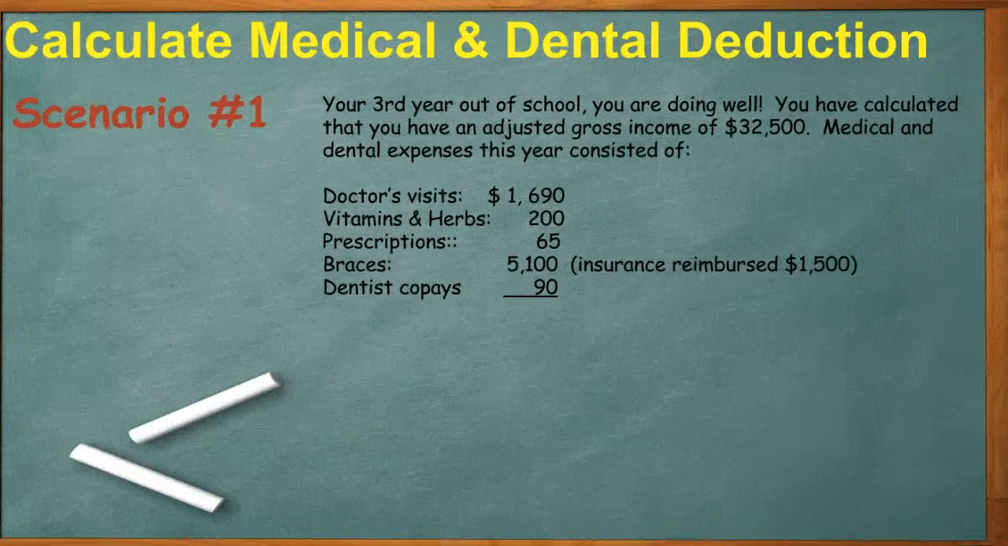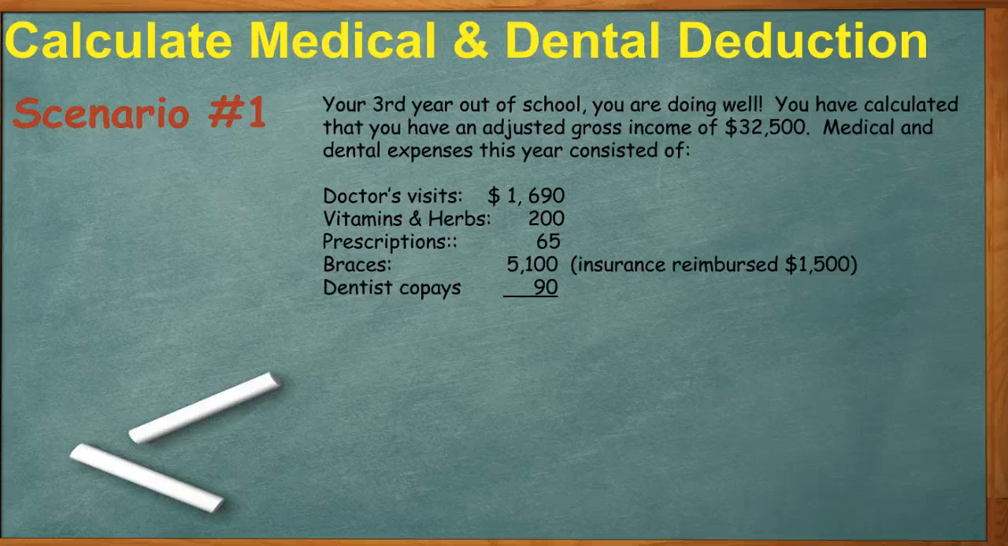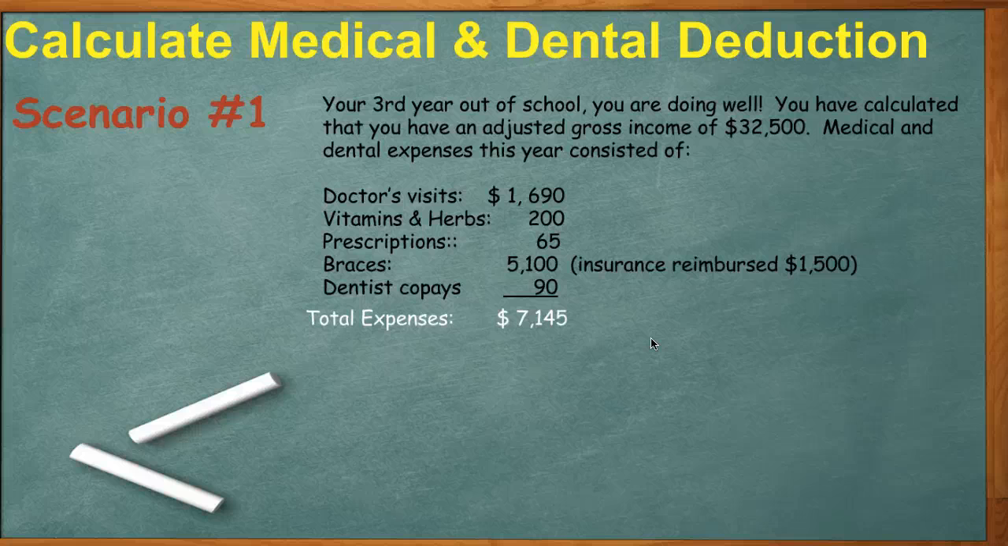Let's try a scenario to calculate our medical and dental deduction. You are in your 3rd year out of school, you're doing well, and you've calculated that your AGI is $32,500. Here are your medical and dental expenses from the year. You had doctor's visits, you purchased a bunch of vitamins and herbs, you had a little bit of prescriptions, you decided to get braces this year, but your insurance reimbursed you $1,500 during the year, and you had some dentist co-pays of $90. Well, if we add all that up, that's $7,145. But can we take that full amount and put it on our form?